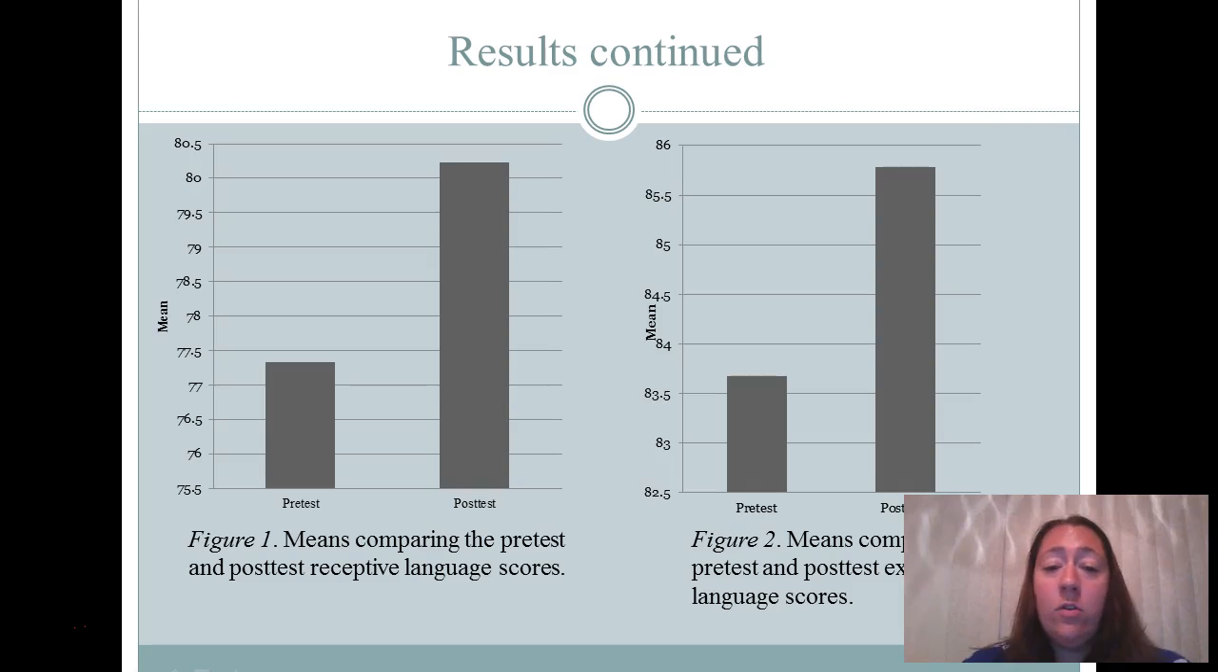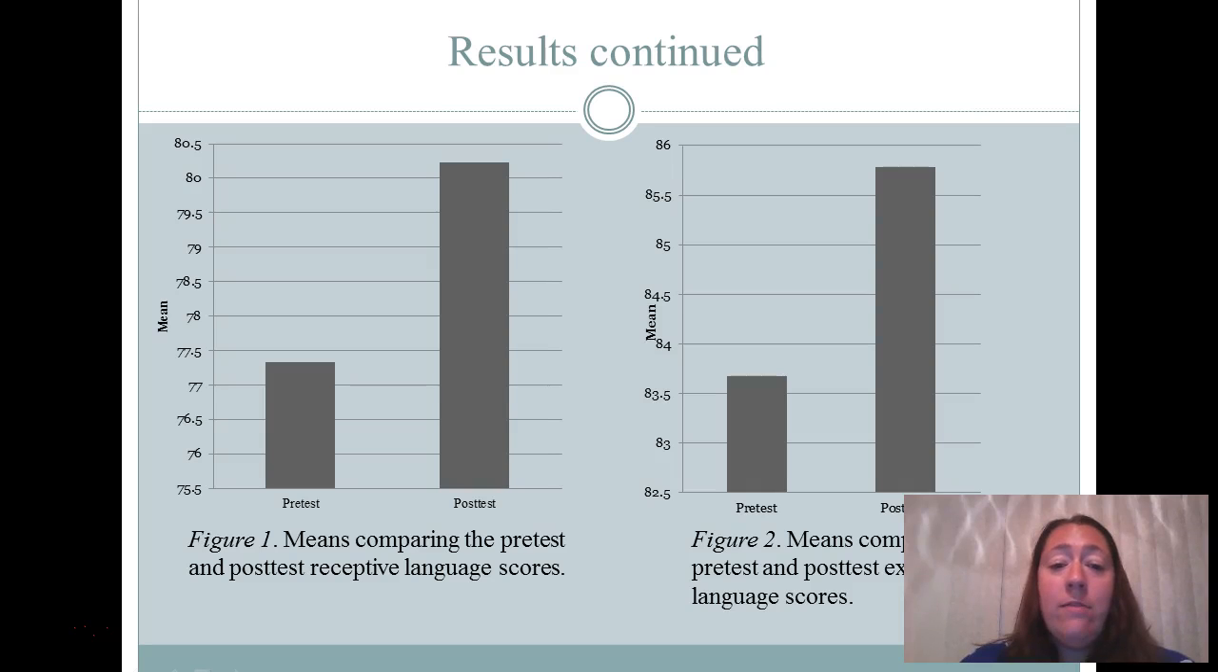Looking at Figure 1 on the left, we see the data shows that students at the end of the study had higher receptive language skills with a mean score of 80.22 compared to the beginning of the study mean score of 77.33. Figure 2 on the right shows that at the end of the study, students had higher expressive language skills with a mean score of 85.78 compared to a mean score of 83.67 at the beginning of the study.